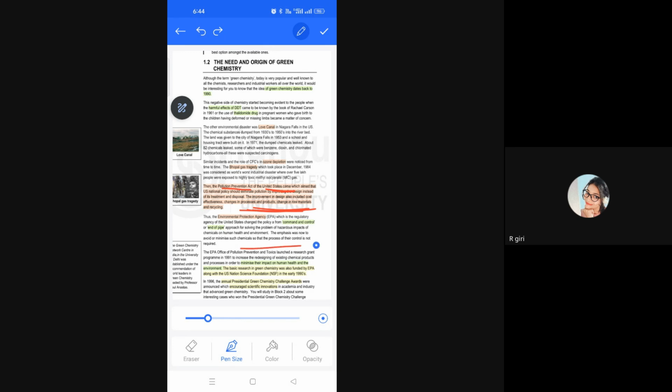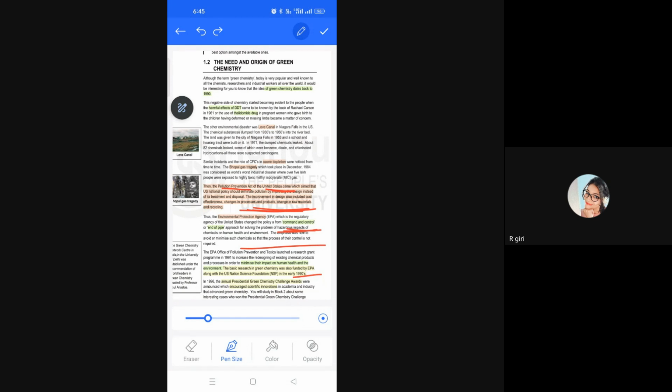Another thing is that the Environmental Protection Agency, the regulatory agency of the United States, wanted to control the production of hazardous chemicals, and it also takes some initiatives. How? By minimizing their impact on human health and environment. That means the chemicals which will be produced must be minimized so that they should not be toxic to human health and environment, because we are living within the environment. So that's why we will first protect our environment.